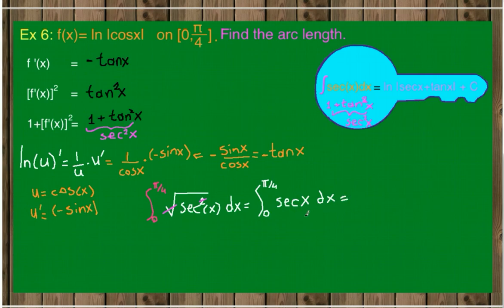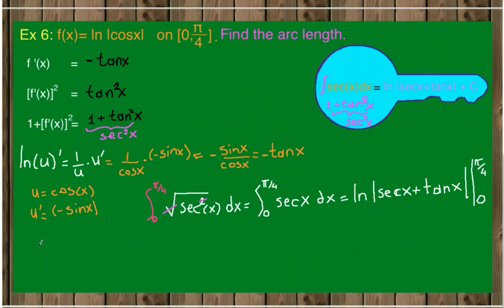Now we're going to find the antiderivative of this function and compute the boundaries. Integration of secant x is one of our classical integrations, so you need to know this by heart. Integration of secant x is equal to ln of secant x plus tangent x, evaluated from 0 to pi over 4.